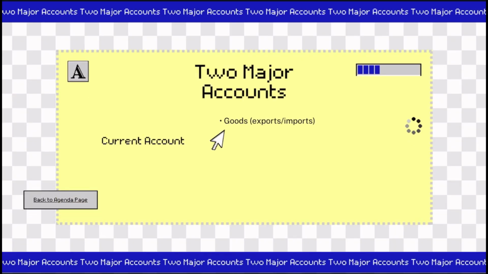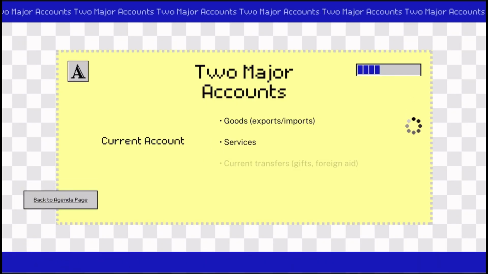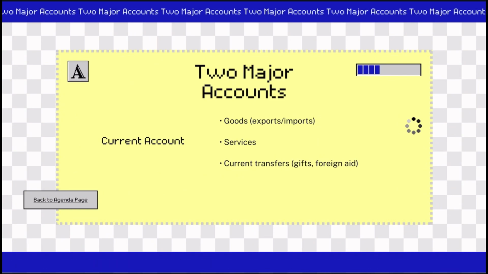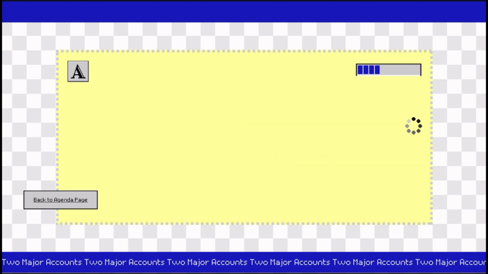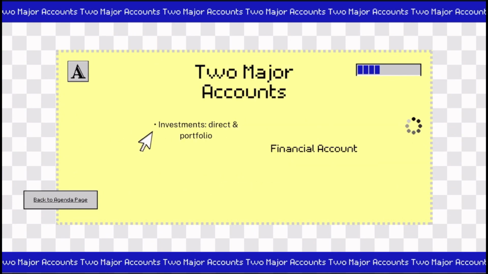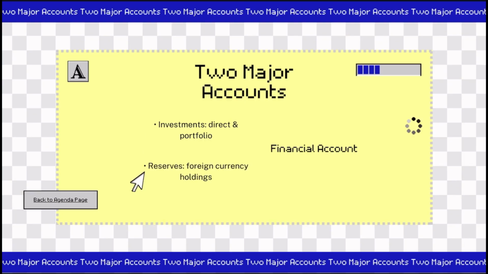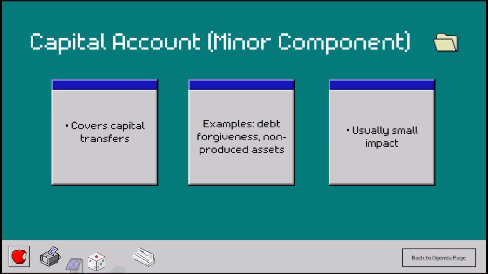First is the current account. This covers things like exports and imports of goods and also services. Next, one-way transfers like foreign aid or money sent back home, and also income from wages and investments. Then there's the financial account, which includes investment like buying property or stocks, and it also records foreign reserves held by the country. There is a third part called the capital account. It's smaller, but it records things like debt forgiveness and transfers of assets like patents. It doesn't have a big impact on the BOP overall, but it is still a part of it.